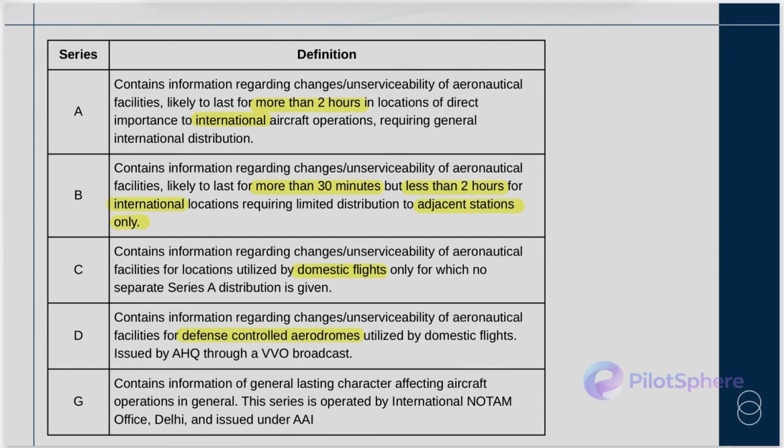And this one is issued by the Air Headquarters or the Air Force via a very, very urgent operational broadcast. And finally, G or Golf, contains information of general lasting character that affects aircraft operations in general. This is only issued by International NOTAM office in Delhi.